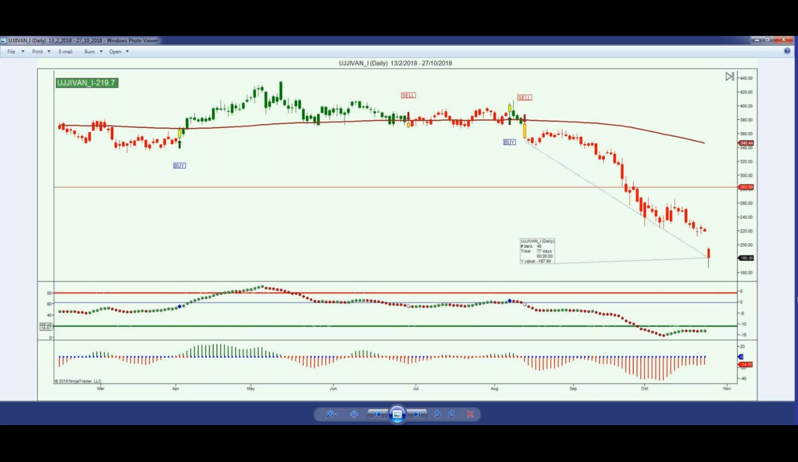Now that is around 170 points. 170 points in Ujjivan in a matter of 49 trading days, and roughly 77 calendar days. So that's roughly 1.5 months of calendar days, or 1.5 months of trading days.